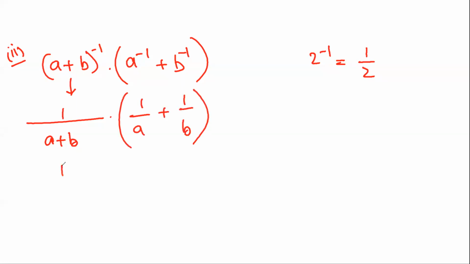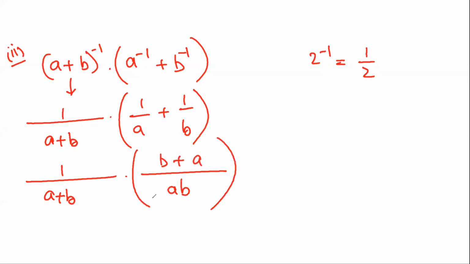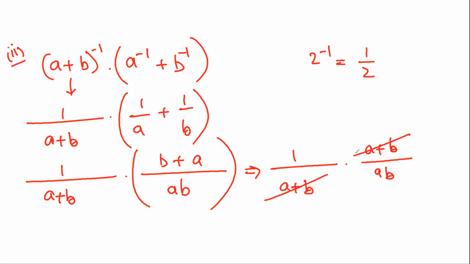Okay, so this is 1 upon a plus b into LCM would be ab, and I'll be getting b plus a here. And I hope you can see here that a plus b and b plus a will cancel each other. Why? If there is a confusion, you can write this as a plus b, you can write this as a plus b, you can write this as ab. Now this and this will cancel. The final answer would be 1 upon ab. This is the answer. Okay, let's move to the third question.